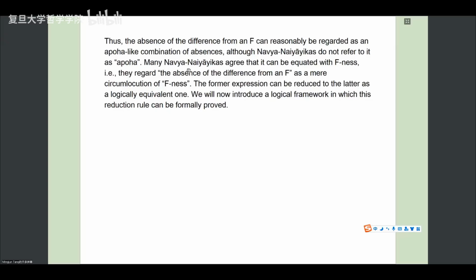When the Navya-Naiyayikas were flourishing, Buddhism was basically dead. Many Navya-Naiyayikas agree that it can be equated with F-ness. That is, they regard the absence of the difference from an F as a mere circumlocution of F-ness. The former expression can be reduced to the latter as a logically equivalent one. We will now produce a logical framework in which this reduction rule can be formally proved.